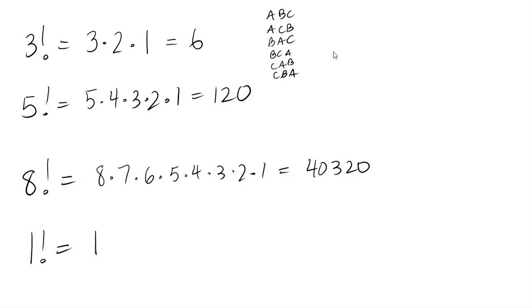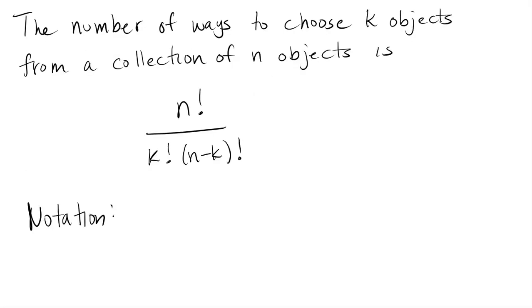And we need to do a special kind of counting where we're selecting k objects from a set of n objects. You'll see why when we get to the examples. But we need that formula, and it depends on factorials. The number of ways to choose k objects from a collection of n objects is n factorial divided by k factorial times n minus k factorial. This formula will count how many ways you can select k objects from a collection of n objects.